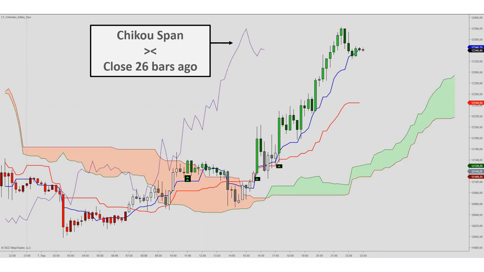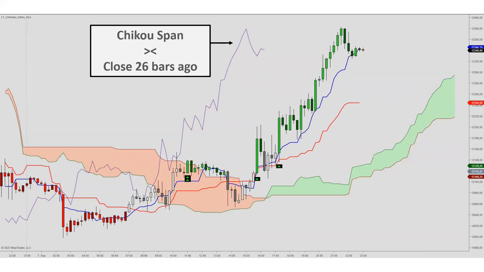So if you look at this, you see it's mirroring the price action here. And then you look backwards, where was the price 26 bars ago, all the way down here. So this is a go ahead for the Chikou span, and vice versa for shorts. Of course, the Chikou then should be below price.